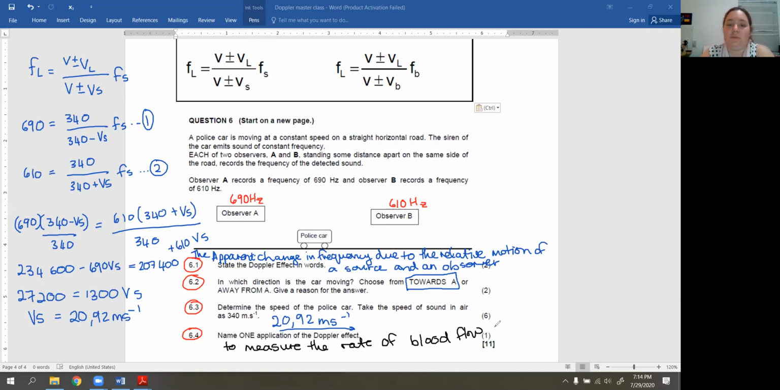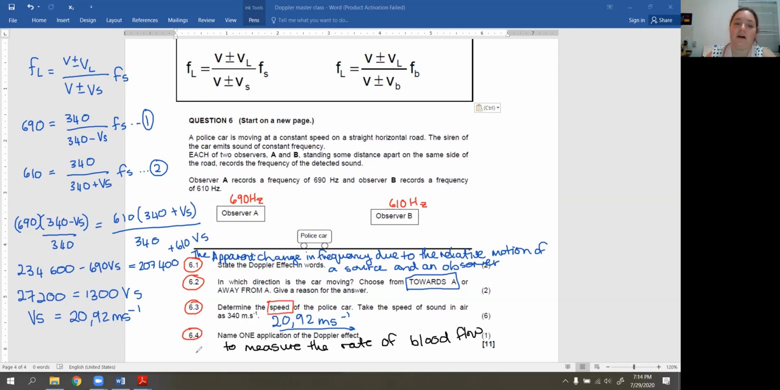To determine the speed of the car, we've done one almost identical to this earlier on. So it was just plugging in the values, making sure if you had the higher frequency that you subtracted Vs, so moving towards, and if you had the lower frequency that you added Vs. Then doing an equating, and then lastly solving to get the answer on its own. Because you were asked for speed, you didn't have to put in a direction.